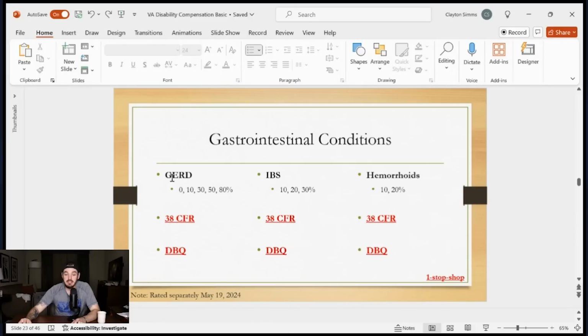And GERD and IBS are now rated separately, okay, after May 19th. So it could be good, could be bad. I think GERD is bad. I think IBS is good. I think those with both will have to make a decision as to how it affects you.